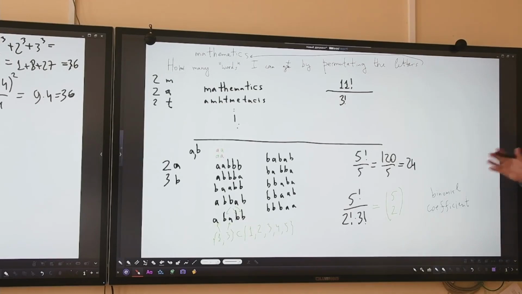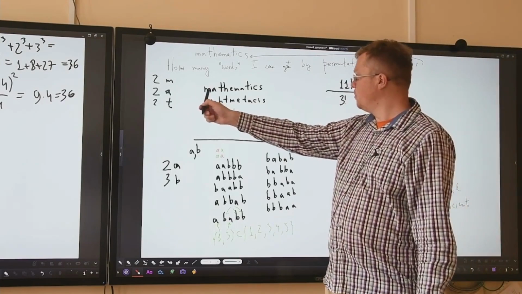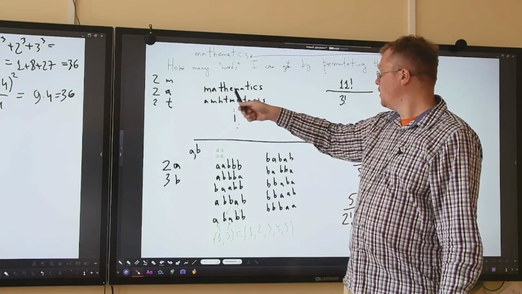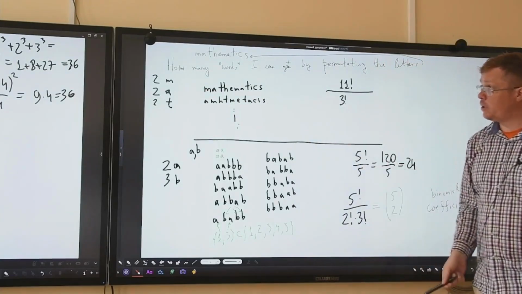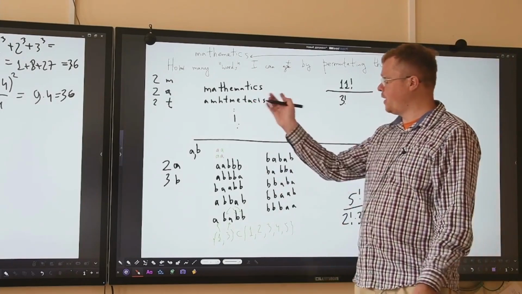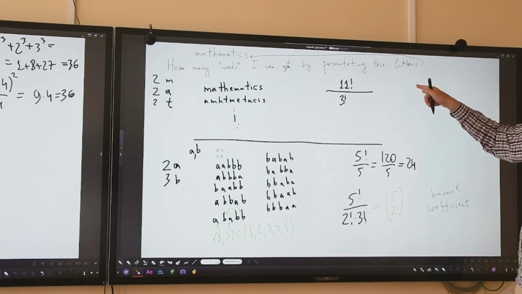Okay, but what if I have more types of elements? So here I have many different types of elements. I have M, A, T's, E, H, C, S, and I. So I have like eight types of elements. So how do I change this formula? What should I write here?